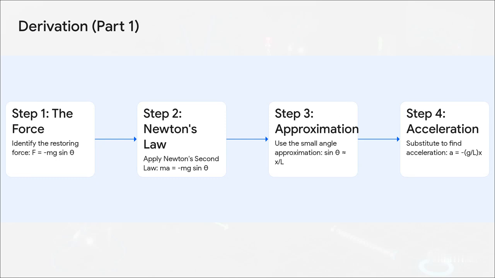First, we start with our restoring force. F equals negative mg sine theta. That negative sign is super important. It just means the force is always pulling the bob back toward the center. Step 2, we bring in Newton's legendary second law. F equals ma, so we set ma equal to our force. Step 3, here comes our trick, the small angle approximation. And finally, step 4, we substitute that in, and after a little cleanup, we get a beautifully simple expression for the bob's acceleration.